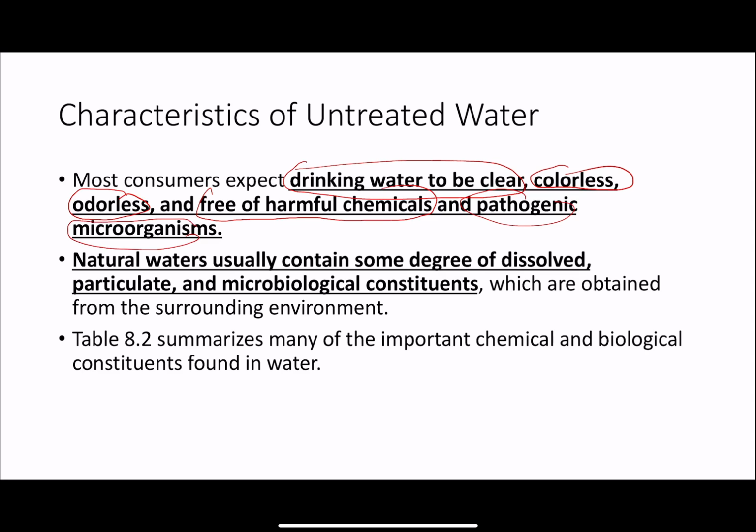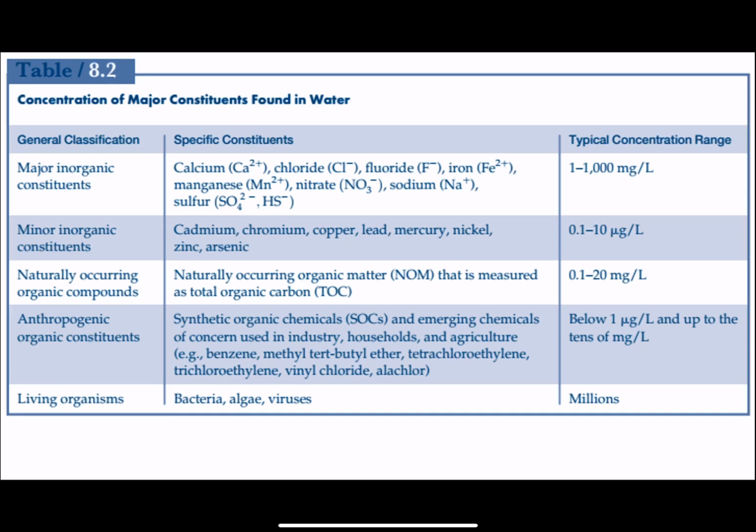But the problem is that natural water like rivers, lakes, and all of this, they usually contain some degree of dissolved particulate. And of course, they should have some degree of microbiological constituents, which all of these are obtained from the surrounding environment. Let's look at table 8.2 that summarizes the important chemical and biological constituents found in water.